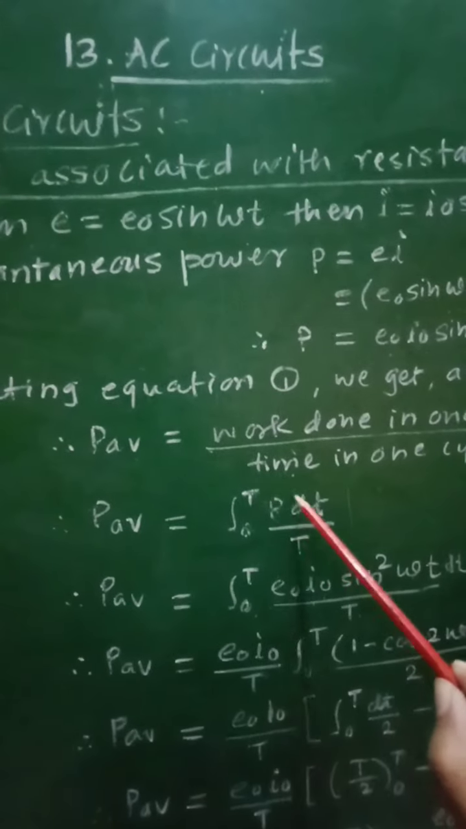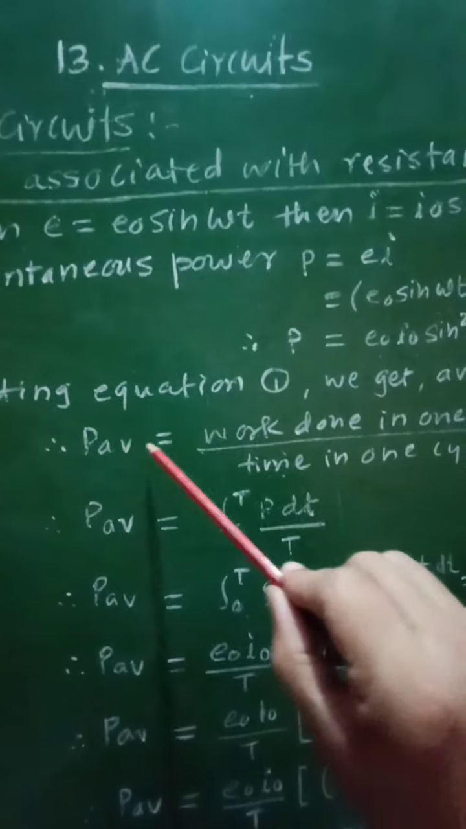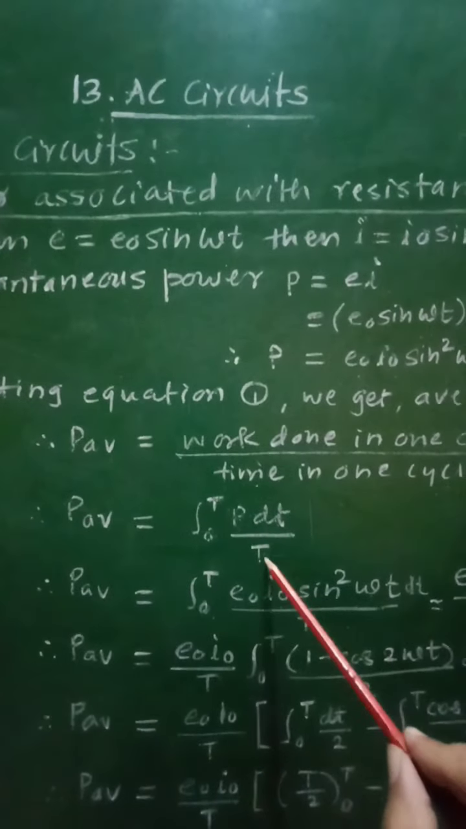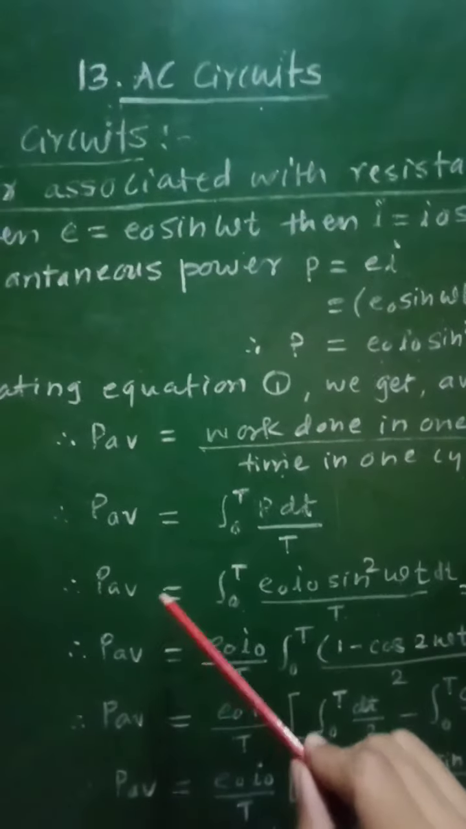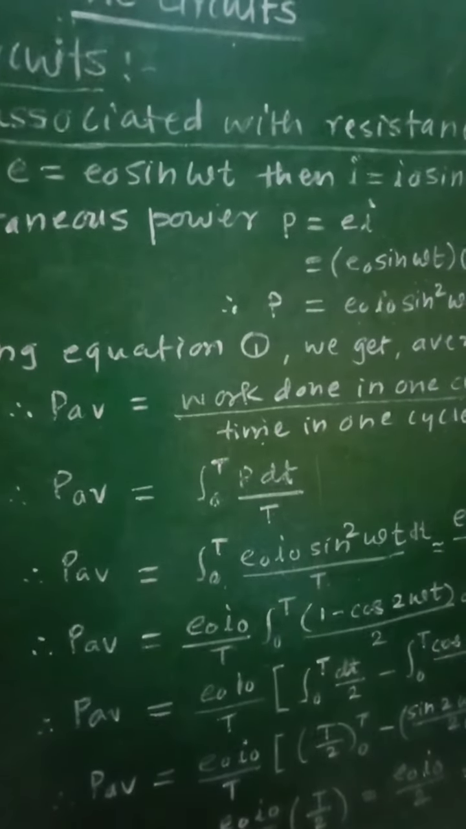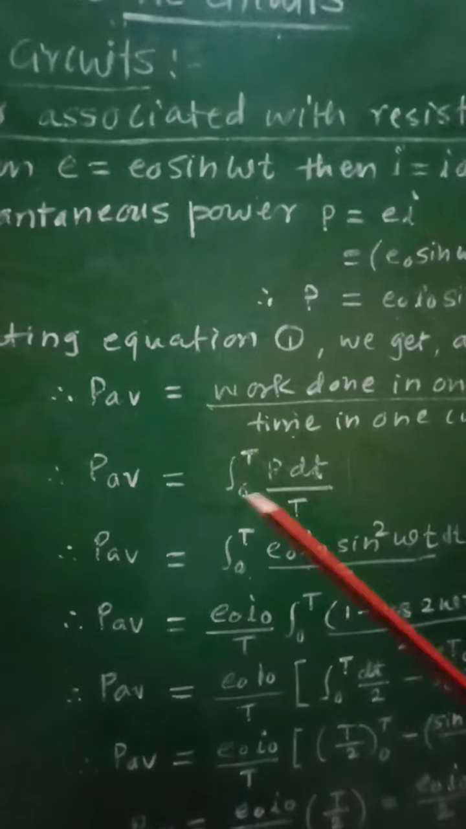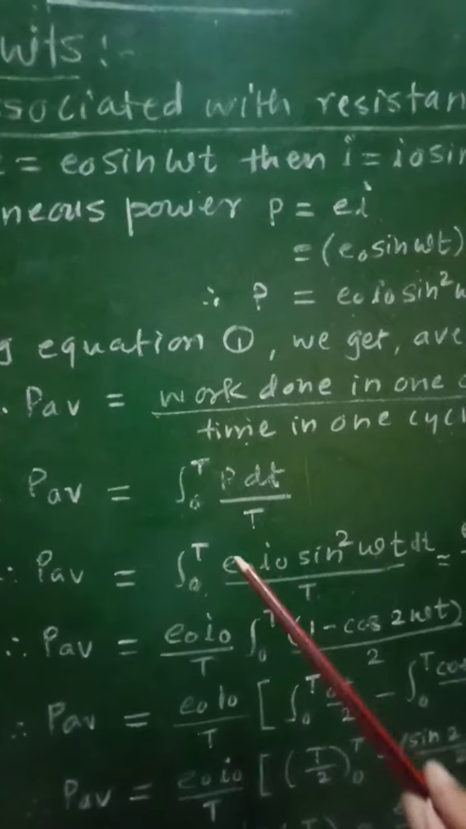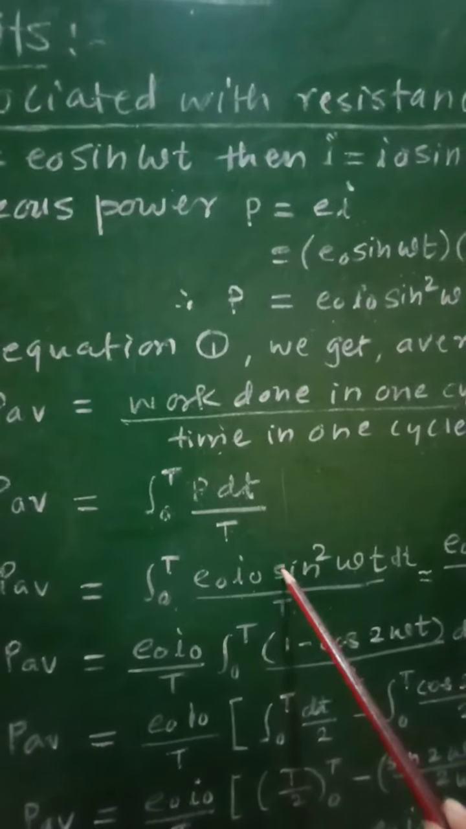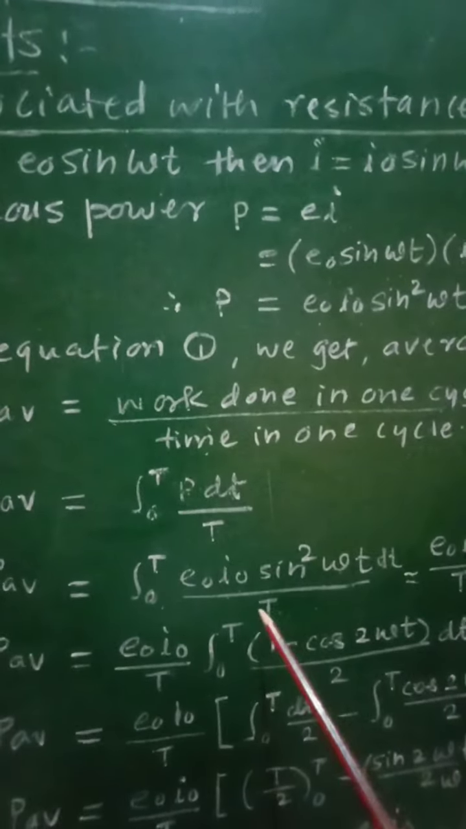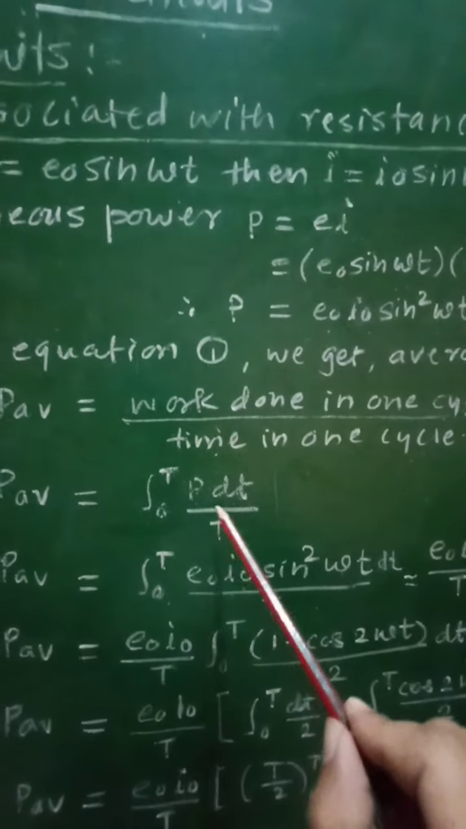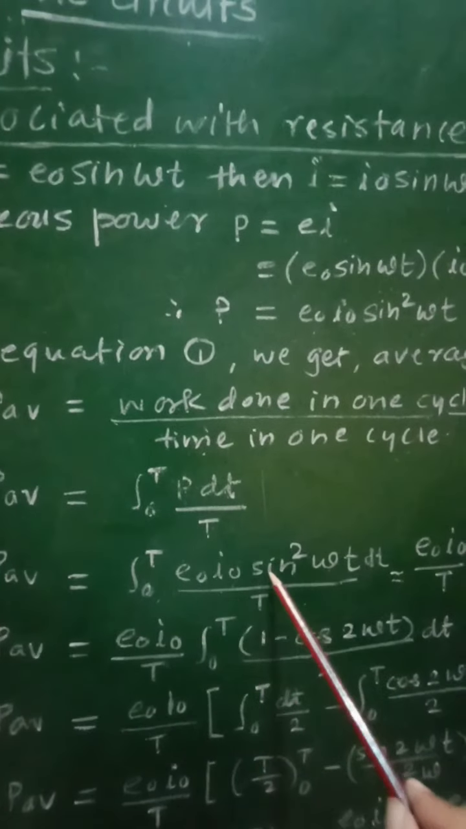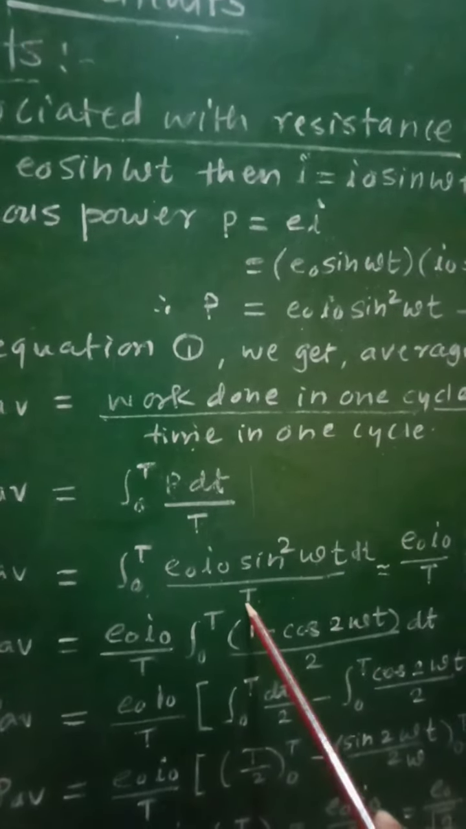This P dt represents work done, because power into time is work done, and therefore it is P dt upon T. Now the average power P average is equal to integration from 0 to T. Putting the value of P here, we get E0 I0 sin square omega t dt upon time T. So this term represents P dt upon T, that is E0 I0 sin square omega t dt upon T.